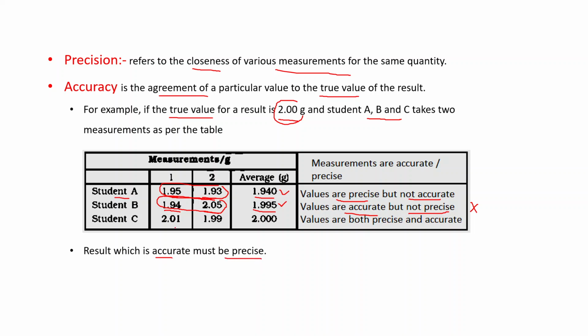Is that clear? Now see, student C, 2.01 and 1.99. Again with the less difference, they are very close to each other. That's why these values are precise. At the same time, if we take the average, this is equal to the true value. That's why this is precise as well as accurate.